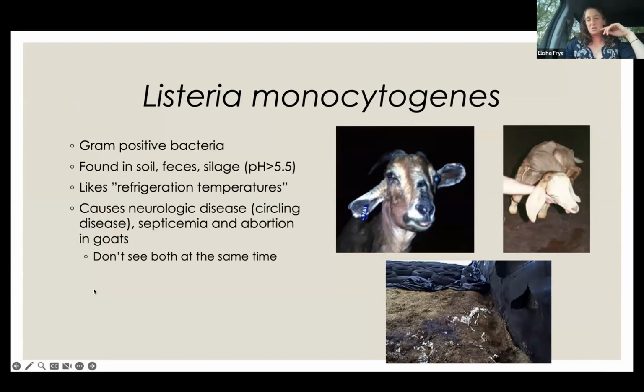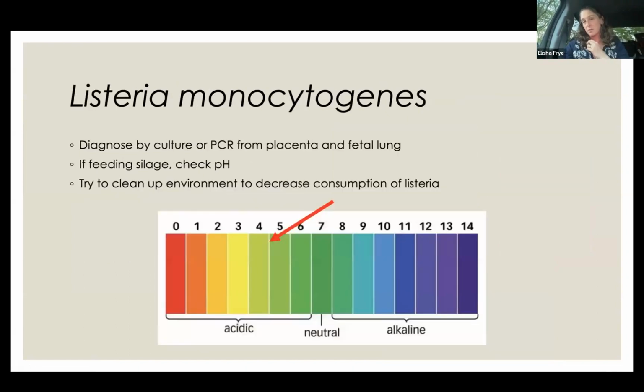And there's different presentations. So you can have circling disease, and this is a picture of an affected goat with the droopy ear. And so that means that it's affecting their brain and the central nervous system. But a different form is abortion. So they're kind of separate. And Dr. Mary Smith has told me that you usually don't see both at the same time. If you're seeing neurologic disease, you won't see abortion, and vice versa. And we can grow this on culture from the placenta and the fetus. So this is something we can actually easily diagnose at the lab. We can grow it here.